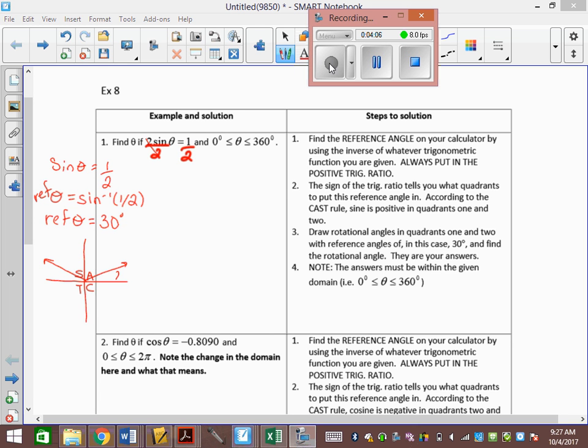It's 30 to here. So what's the angle on this arm? 30. Because the reference angle is the exact same. And then it's 30 to here. So how much is it to actually get to this arm? 150. Have my 2 answers. I'm done.